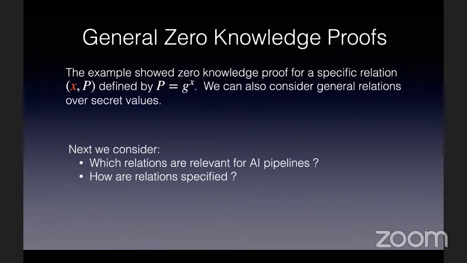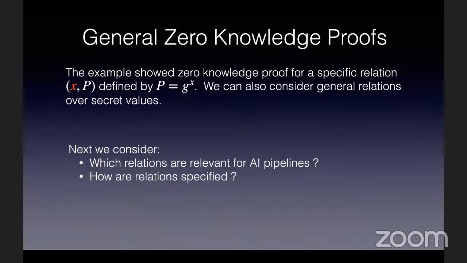We can also consider general relations over secret values. So remember, we are interested in relations like: there is a secret model which has this hash, there's secret data which has this hash, and we want to know that the prediction is actually a result of applying this model to this data, right? That is a much more complicated relation than the discrete log relation here. But these are the building blocks.